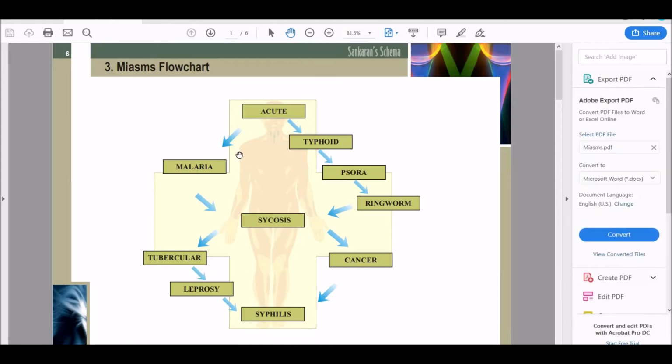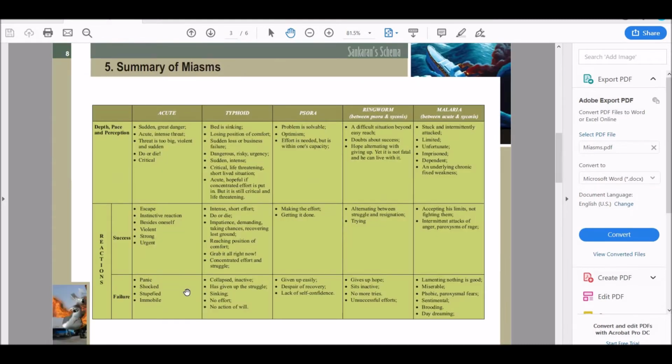Okay, so here is a list of some of the major miasms. You can see typhoid, ringworm, cancer, psychosis, malaria, tuberculosis, leprosy. So here are some of the keynotes. Let's say typhoid. These are states of mind: bed is sinking, losing position of comfort, sudden loss, or business failure, dangerous, risky, urgency, sudden, intense. These are very deep subconscious states.